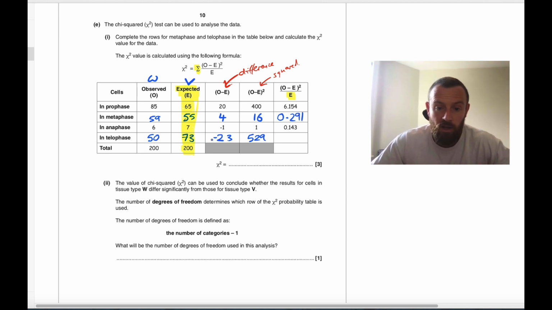And this one, it's 529 divided by 73, which equals 7.247, if I'm doing 3 decimal places. And now I'm going to total up this whole last column for the totals down here. So I've got my last number in my calculator already, plus 0.143, plus 0.291, plus 6.154, equals 13.83.